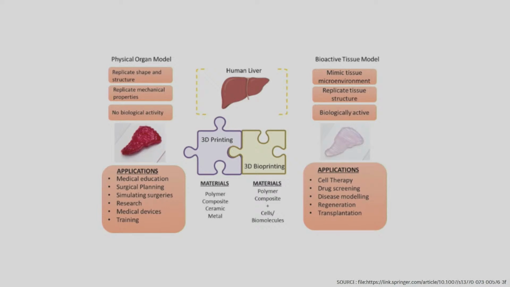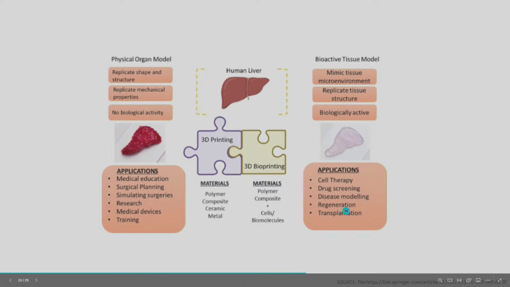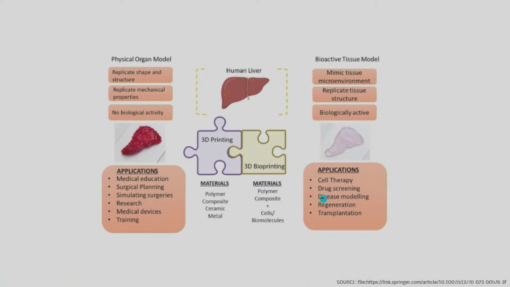Now, when you incorporate cells into it, it becomes a totally different ballgame. When you incorporate cells, it should be able to mimic the tissue microenvironment. Suppose you're printing liver, it should be able to replicate the liver tissue microenvironment that we see in the natural body, in what we have printed in the artificial system, right? It should be able to replicate the tissue structure. It should be biologically active. So these are what we can achieve by developing bioactive tissue models through 3D bioprinting. Now, the applications that we can look at through 3D bioprinting would be testing in cell therapy, drug screening, disease modeling, regeneration and transplantation processes.